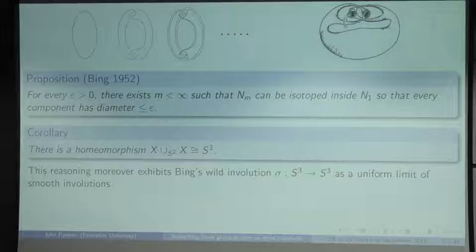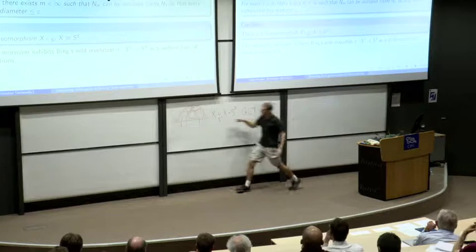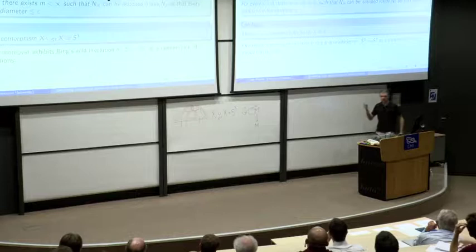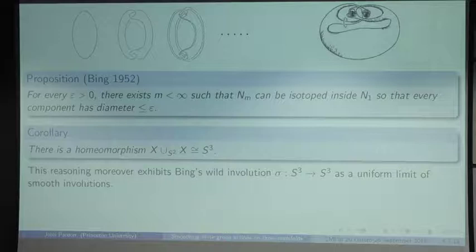And if you then apply this isotopy that takes all the components to sets of really small diameter and conjugate your original standard involution, you get another involution, fixing a very complicated two-sphere, the image of this horizontal two-sphere under this isotopy, which takes all the components of the link to sets of very small diameter. And as you take the limit, these involutions you get converge to the wild involution.